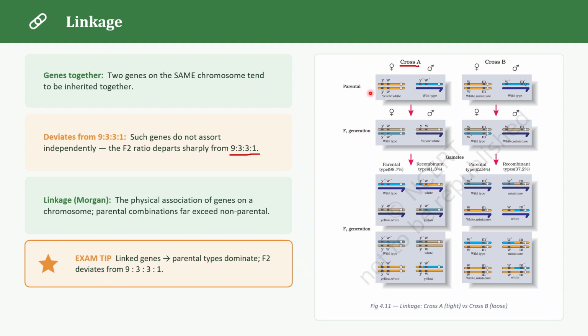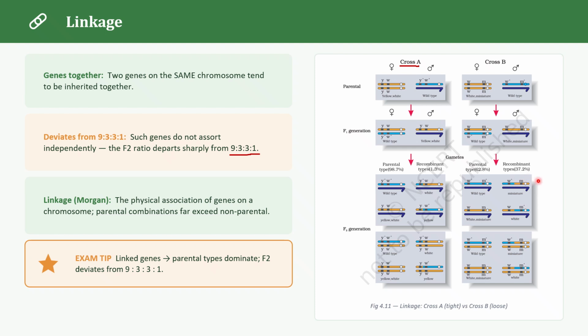If the genes are close together, crossing over rarely occurs. So that is why there is low recombination. If the genes are far apart, crossing over occurs more often. So there is high recombination. You can see the percentage also.